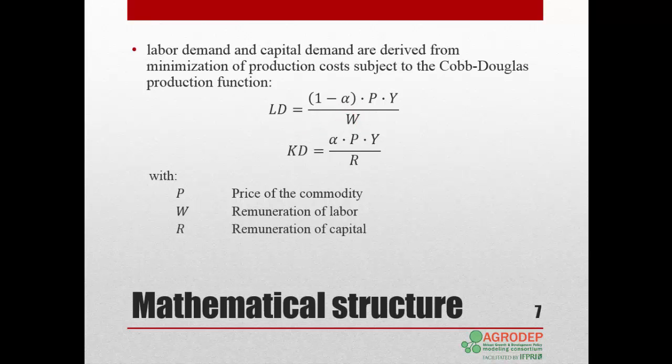In the same way, capital demand is expressed as a share of the value of production divided by the price of capital, R. So capital demand increases with the price of production, P, but is inversely related to the price of capital, R. P is the price of the commodity, W is the remuneration of labor, and R is the remuneration of capital.